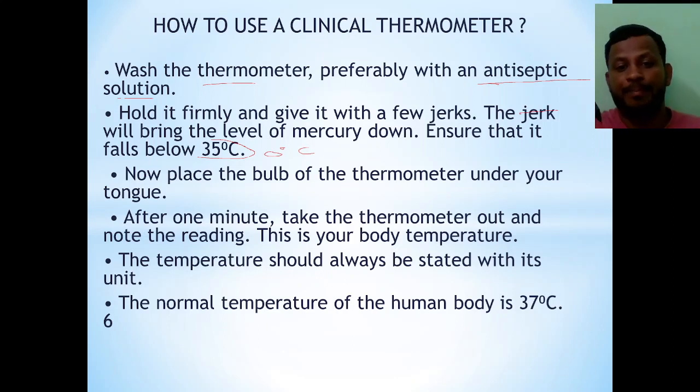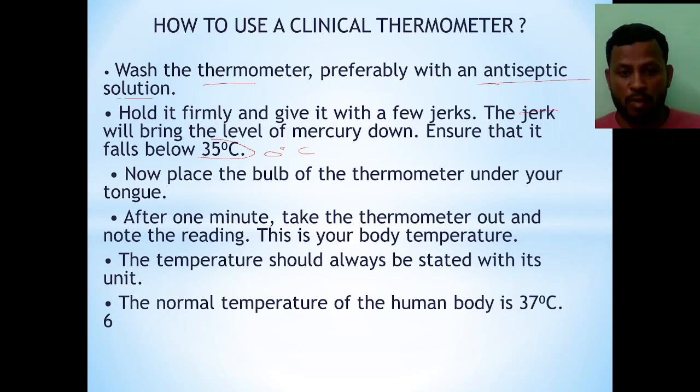Now place the bulb of the thermometer under your tongue. This is the bulb. You have to place this bulb below the tongue, here. Or you can place this thermometer under the arm, like this. We keep the thermometer for a few minutes. After 1 minute, we take out the thermometer and note down the reading, where the mercury has stopped.